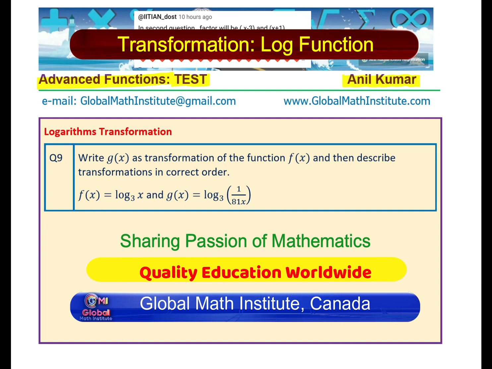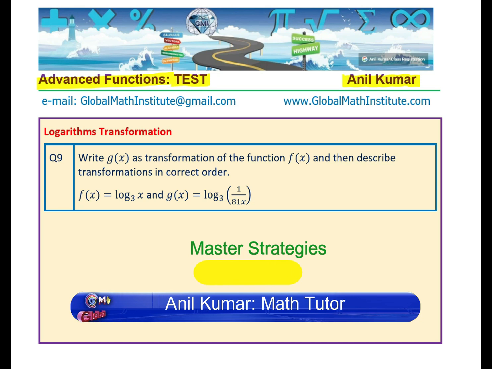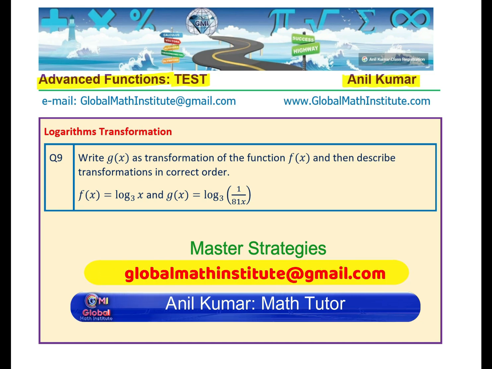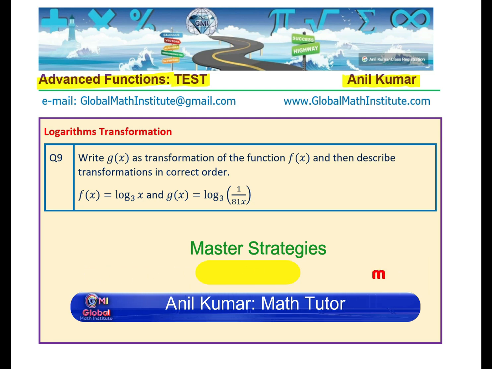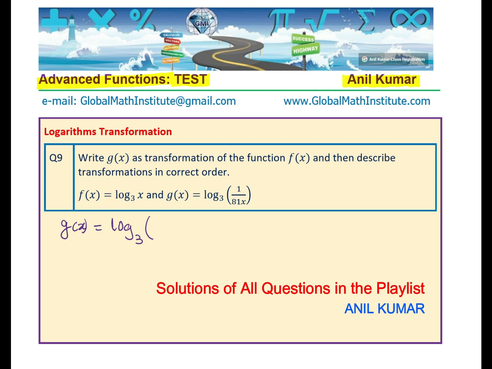Question number 9. Write g of x as a transformation of f of x and then describe the transformations in correct order. f of x is log to the base 3 of x, and g of x is log to the base 3 of 1 over 81x. Let's see, how do we solve this problem? So let's begin with g of x, which is given to us as log to the base 3 of 1 over 81x.